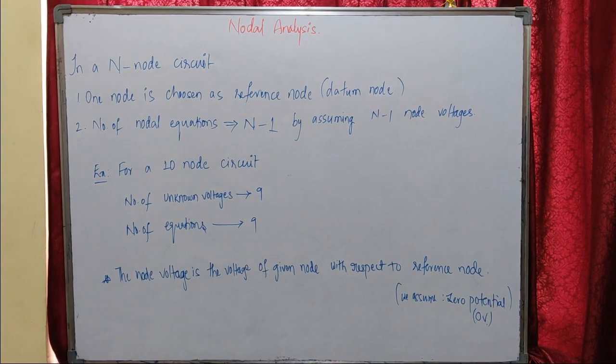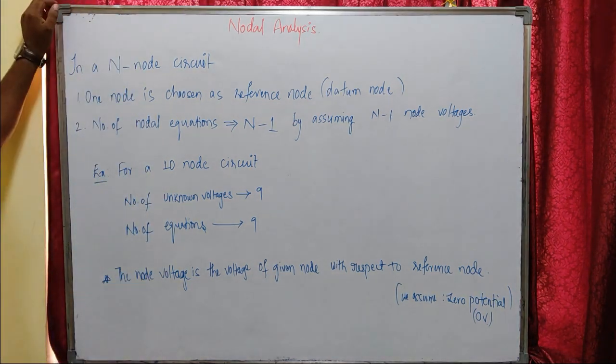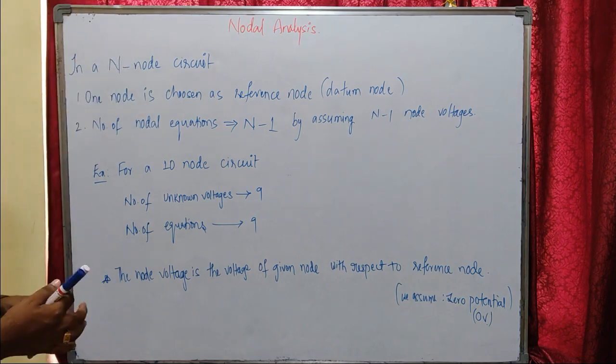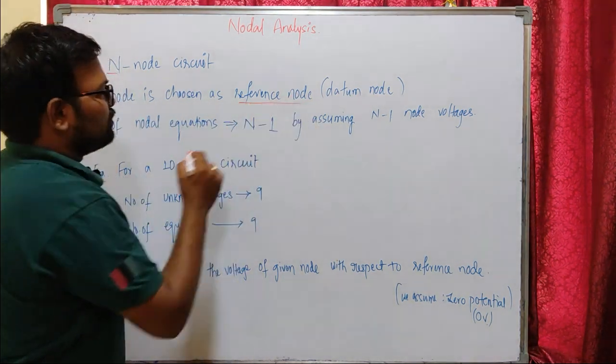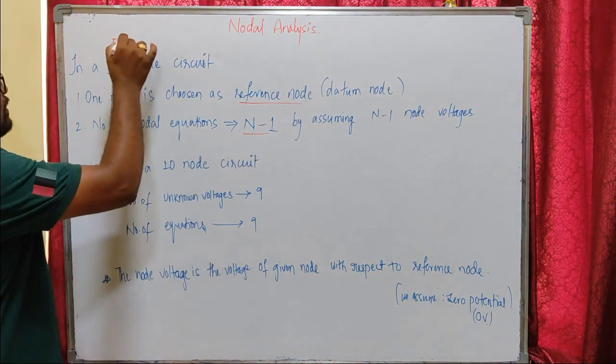Hello students, now let us proceed with nodal analysis. So far we have learned how to do a nodal analysis with a simple circuit. In an n node circuit, the number of nodes is n. One node is chosen as the reference node, so we are going to subtract it from our number of principal nodes. Here n is the number of principal nodes.